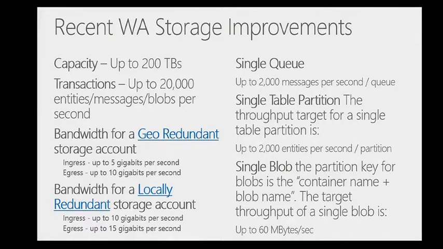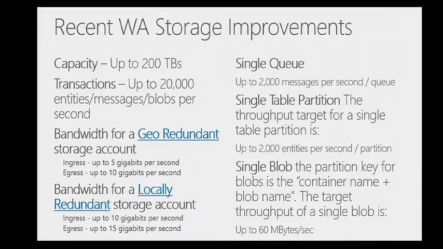If we look over at the right, these are some of the things you need to consider if you're building a solution on this. A single queue is similar to a table partition in that a single queue is limited to 2,000 messages per second. So if you wanted to hit 20,000 transactions a second for your storage account just on queues, you'd need up to 10 queues in this case to hit that.